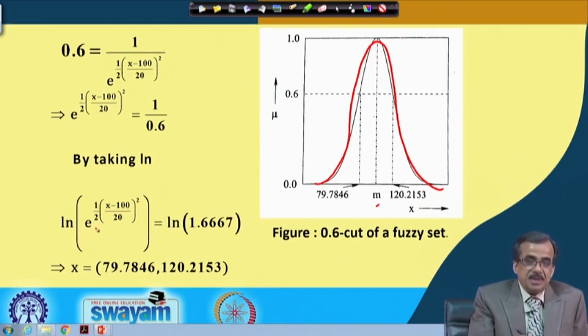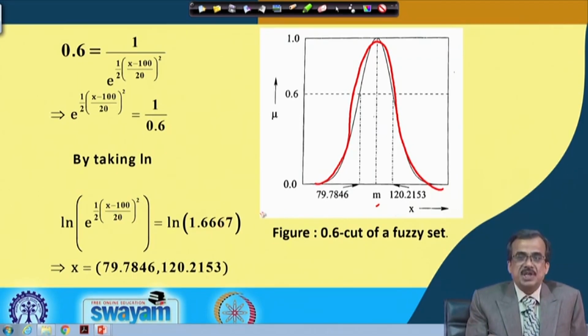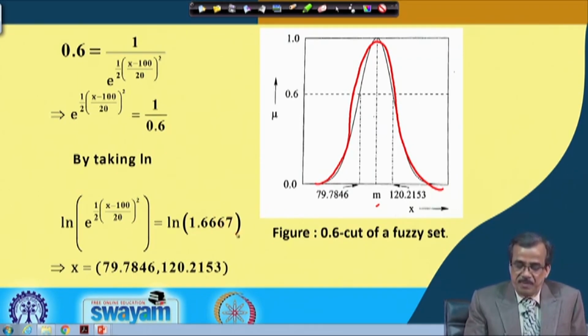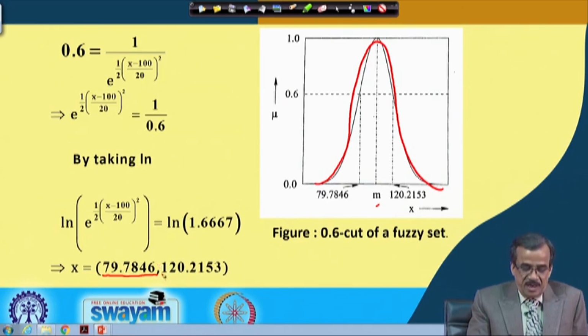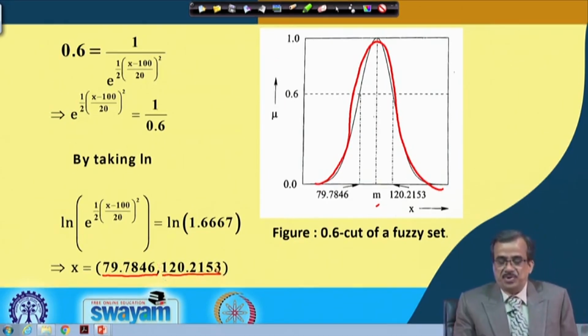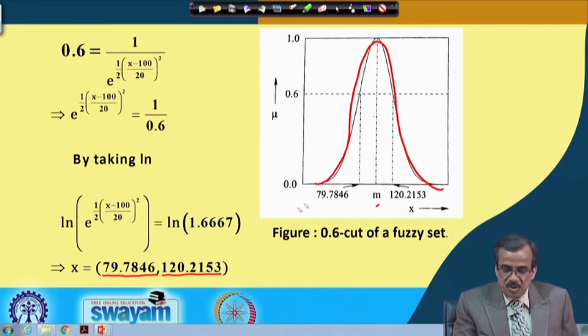Now, we can take log on both the sides. So, ln, that is log base e. So, half (x minus 100 divided by 20) squared is nothing but ln 1.6667, and if you simplify, we will get the values for x: 79.7846 and 120.2153.